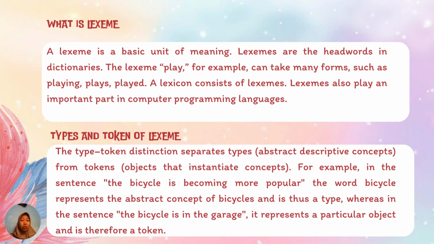Next, types and tokens of lexemes. The type-token distinction separates a type, an abstract descriptive concept, from a token, an object that instantiates the concept. For example, in the sentence "the bicycle is becoming more popular," the word bicycle represents the abstract concept of bicycle and is thus a type, whereas in the sentence "the bicycle is in the garage," it represents a particular object and is therefore a token.